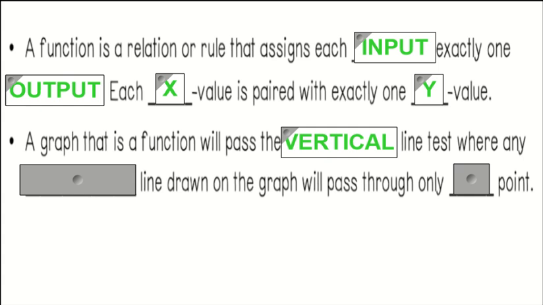Which way is vertical? Vertical's up and down. So for the vertical line test, any vertical line drawn on the graph will pass through only one point. So if we take a vertical line and it goes through the line that's graphed more than once, that means it won't be a function. We'll get to these more in a minute.